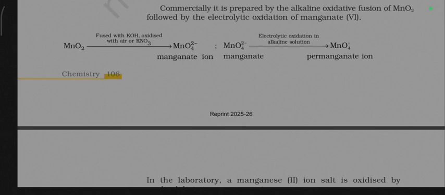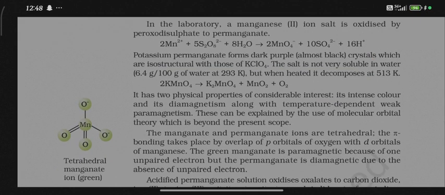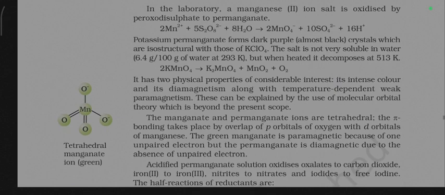MnO4 2- (manganate) on electrolytic oxidation in alkaline solution gives MnO4- (permanganate ion). In the laboratory, a manganese(II) ion salt is oxidized by peroxodisulfate to permanganate: 2Mn2+ + 5S2O8 2- + 8H2O gives 2MnO4- + 10SO4 2- + 16H+. Potassium permanganate forms dark purple, almost black crystals which are isostructural with those of KClO4.